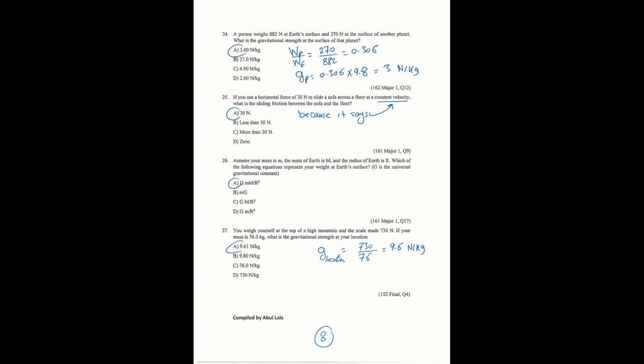27 says that you weighed yourself at the top of a high mountain and the scale reads 730 newtons. If your mass is 76.0 kilograms, what is the gravitational strength at that location? So here if I divide my weight by my mass, it should give me the gravitational strength, or the acceleration due to gravity at that location. So g equals your weight divided by your mass, which is 730 divided by 76.0, that would be 9.6 meters per second squared, or 9.6 newtons per kilogram.